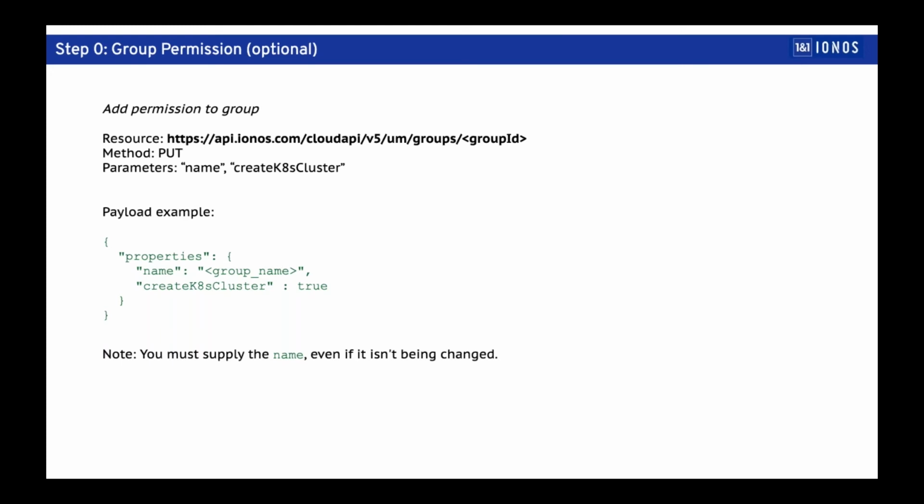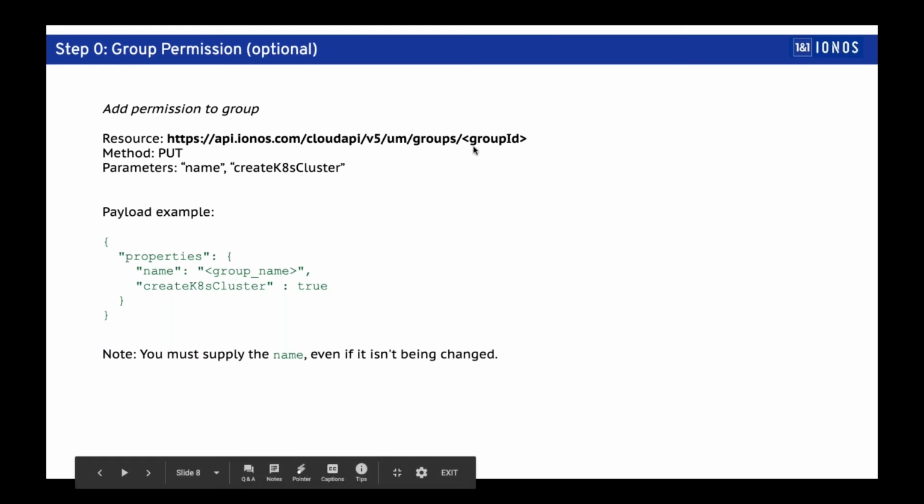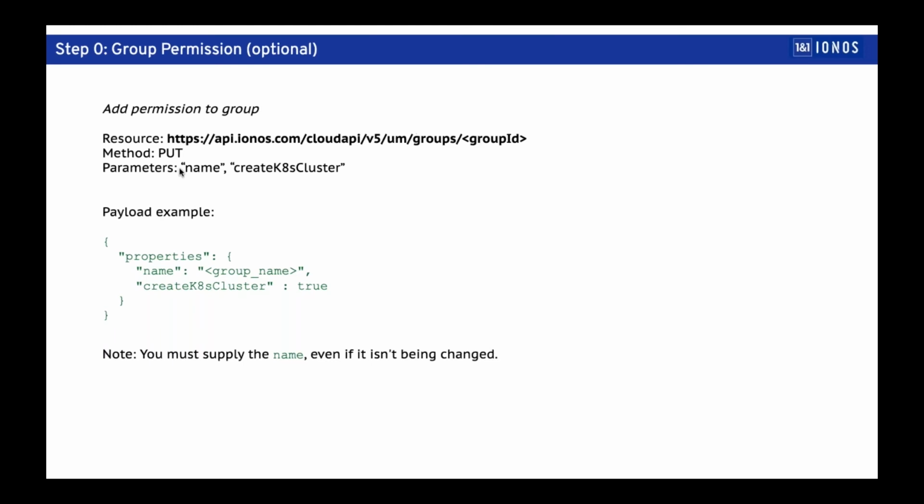So the first optional step, as I mentioned, is to add a permission to an existing group. For the API call, you basically need the group ID, and you need to patch it or use the HTTP method PUT. Inside the payload, you will need to provide the name of the group, although you will not edit the name, it is still required for this particular call. And you will need to add the create Kubernetes cluster parameter and set that one to true. That means all users inside of this particular group will have this permission to create new Kubernetes clusters.